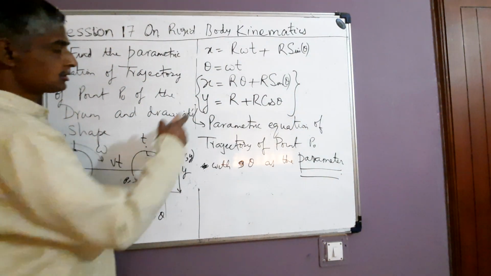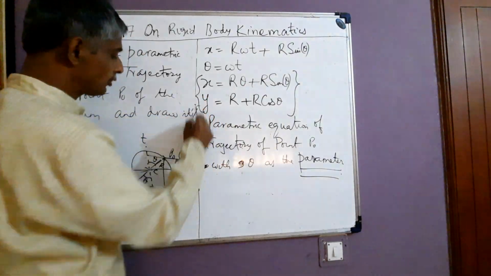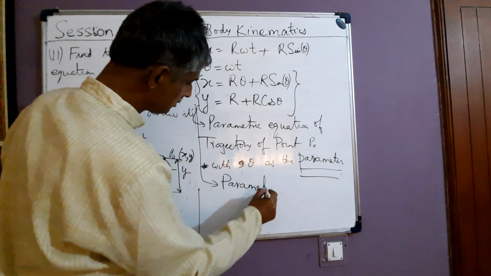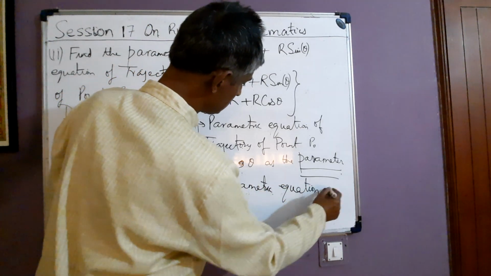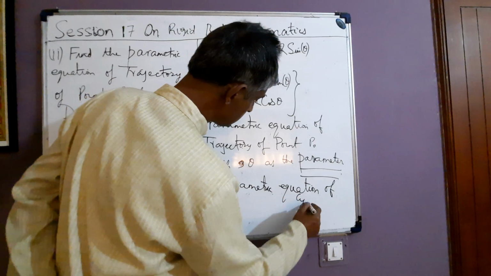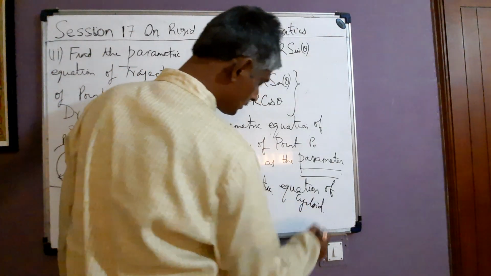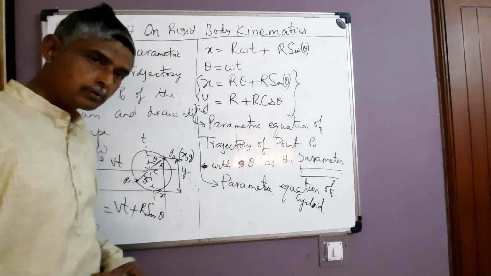Now you must note from mathematical theory that this is the parametric equation of cycloid. This is the parametric equation of cycloid. So point P naught moves in a cycloidal path with respect to ground. Okay, fine.